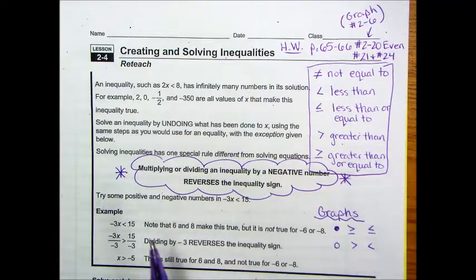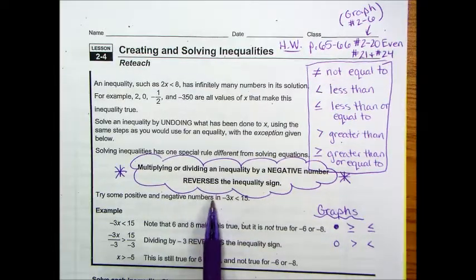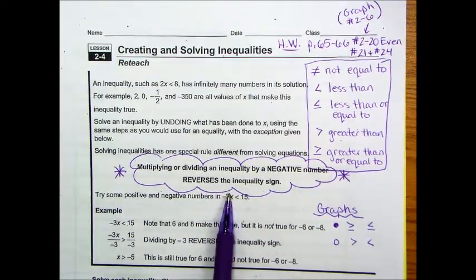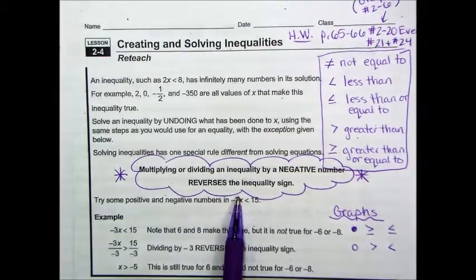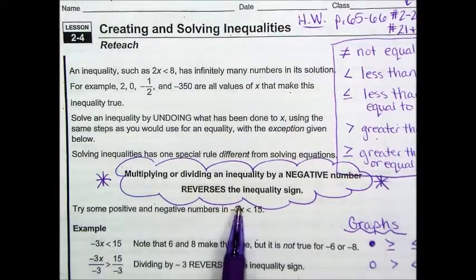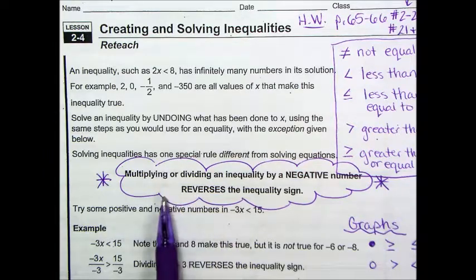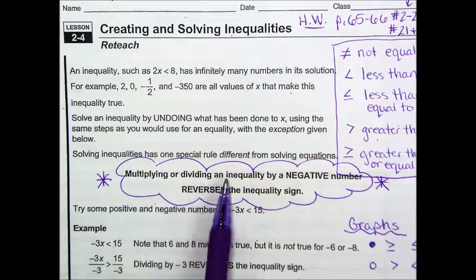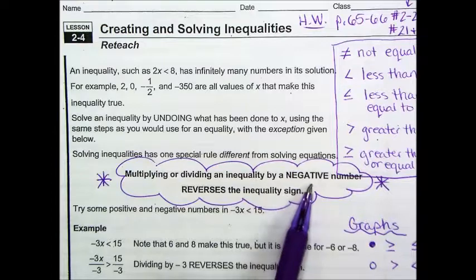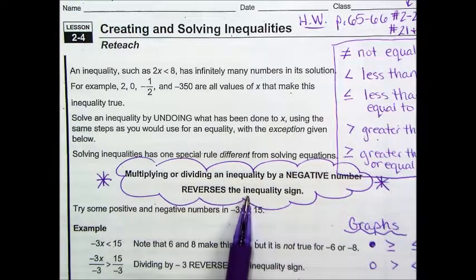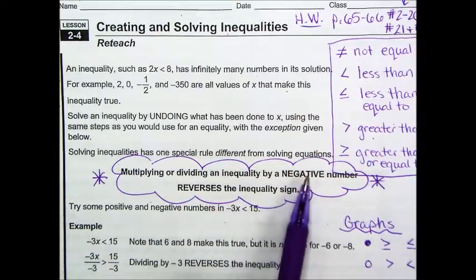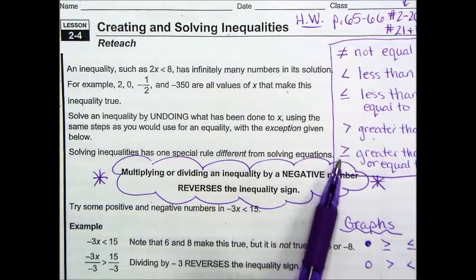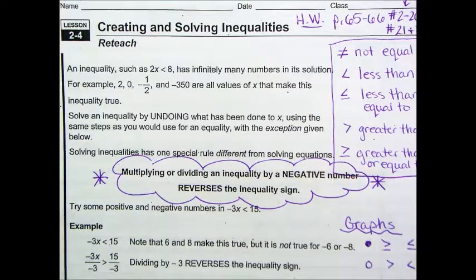And like I said, it's almost exactly like solving a regular equation, except for this one really important rule that I drew emphasis to right here in the middle of the page. As we're solving our inequalities today, anytime we do a step at the end of our problem where we multiply or divide an inequality by a negative number on each side, it's going to cause us to reverse our inequality sign to face the opposite direction of what it was originally facing.